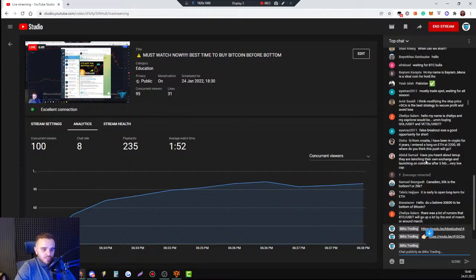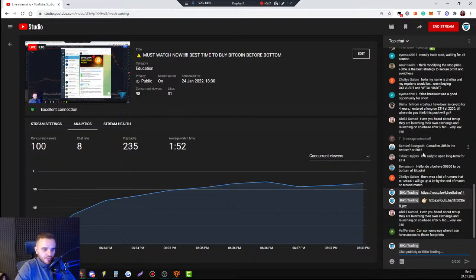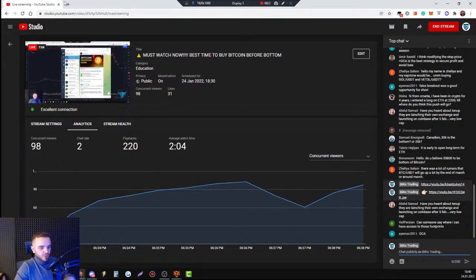Okay, mostly: spot candle, is 30k the bottom or 20k? Is it early to open a long-term position for ETH? What do you believe? Okay, my friends, once more about the bottom of Bitcoin.